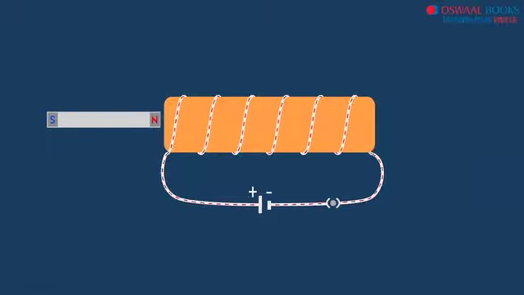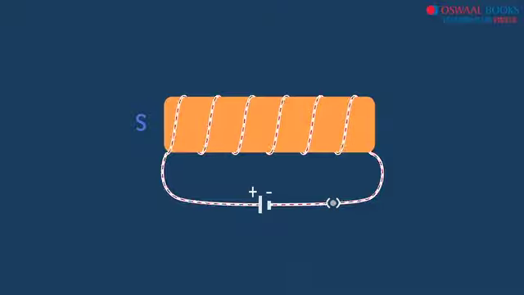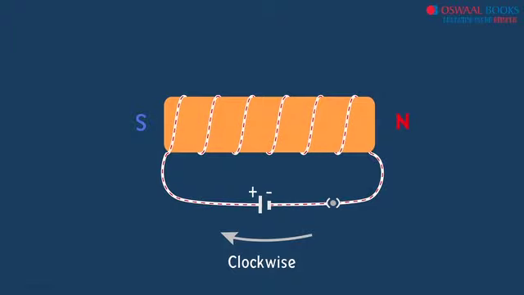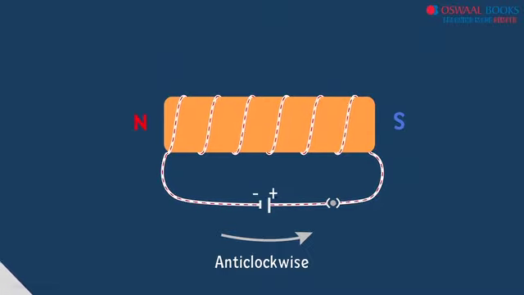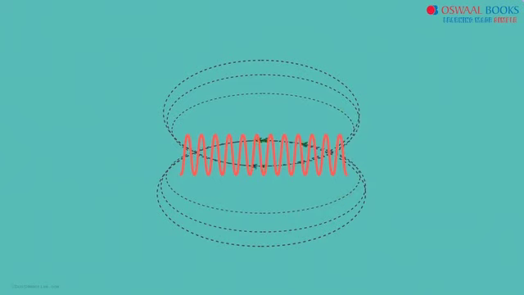So it's pretty clear now that the left-hand side of the solenoid is acting as a south pole. And if we perform the same task on the right-hand side, we will notice that the right-hand side acts as a north pole. This is when the current is flowing in the clockwise direction. Now what if I allow the current to flow in an anti-clockwise direction? Exactly. The left-hand side of the solenoid will act as a north pole and the right-hand side as the south pole.